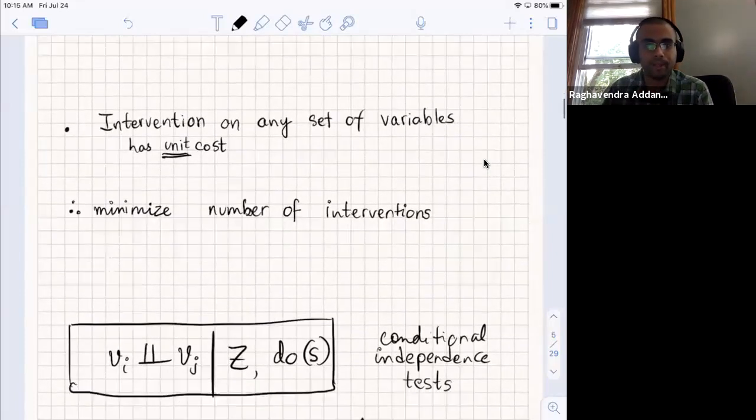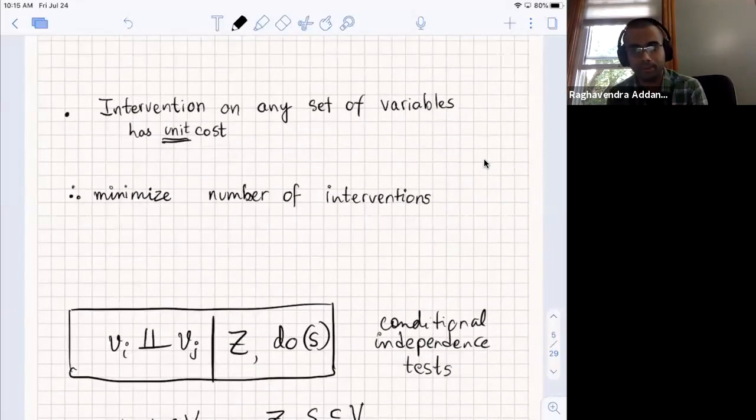So here's the cost model which we'll consider now. Intervention on any set of observable variables, we can only intervene on observables, has unit cost. So however big the set might be, I just pay cost 1. So the goal in this model would be to learn G using the minimum number of interventions.